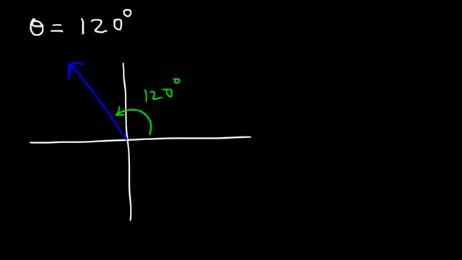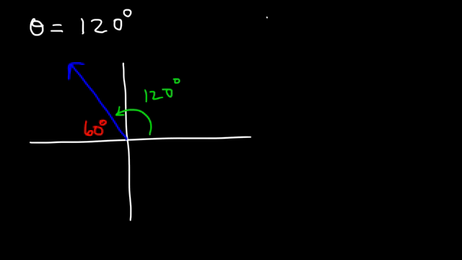The reference angle is the angle between the x-axis and the terminal side, or the terminal ray, and it's always less than 90. It's between 0 and 90. So what is the angle here? To find that angle, we know if this angle is 180 and this is 120, it has to be the difference between the two. So it's 180 minus 120. So this angle is 60. And that's the reference angle.